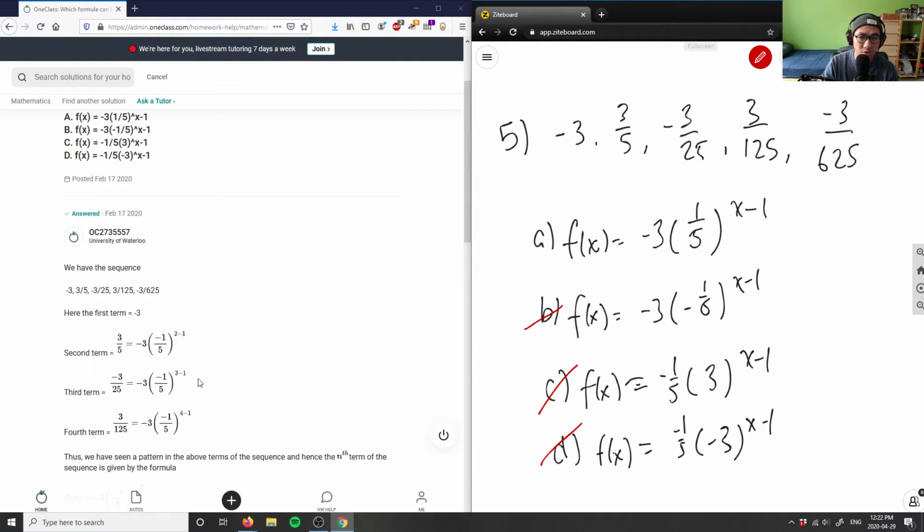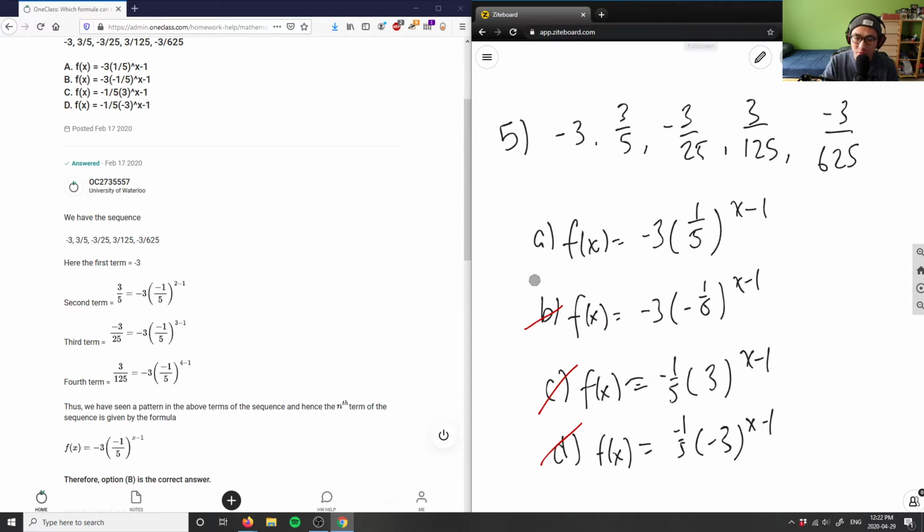So let me just double check. Did I write this down properly? Negative 3 times negative 1 over 5 to the power of x minus 1 here. Sorry, just give me a second here. Let's see how they did it. So again, they're subbing in the solution here, which is good. 3/5 equals negative 3 times negative 1 over 5. We have a pattern here on the nth term, given the formula. Therefore, B is the correct answer.